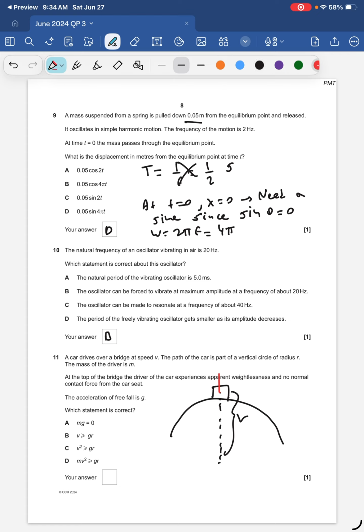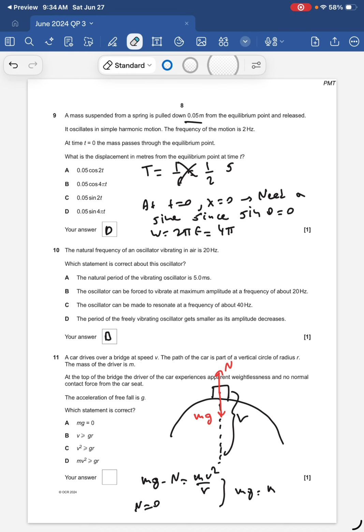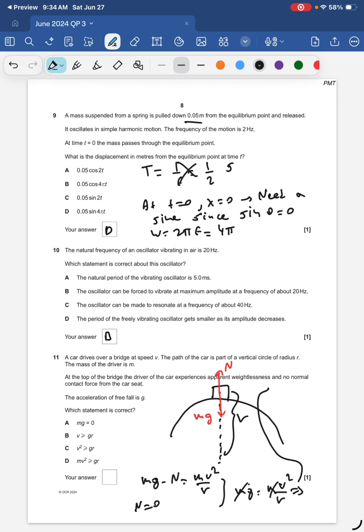So what are the forces on the car? The normal force from the ground and the weight. So m times g minus N provides the centripetal force, which is m v squared over r, but N is 0, right? So we have m times g equal to m v squared over r. So we need v squared to be larger than or equal to r times g, pretty much, for that to happen. Okay, so the statement that is correct is actually C.